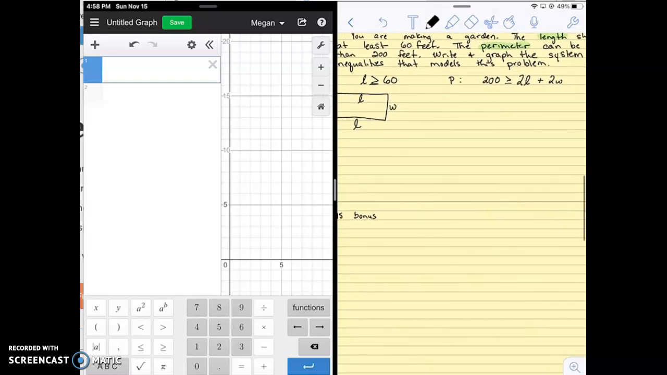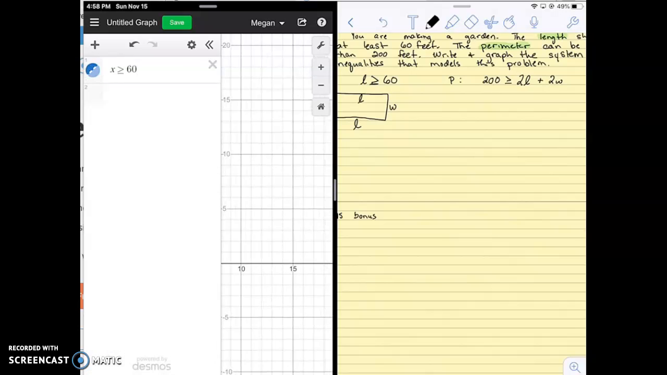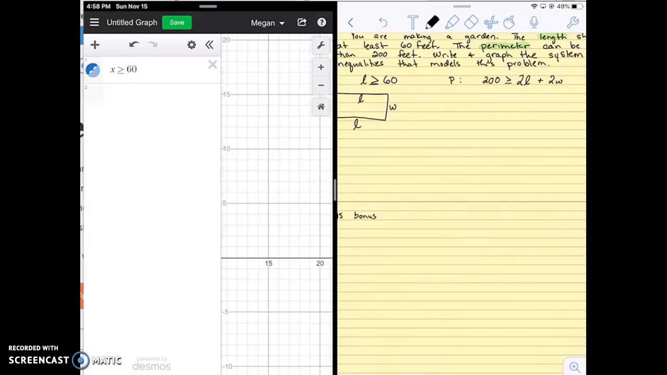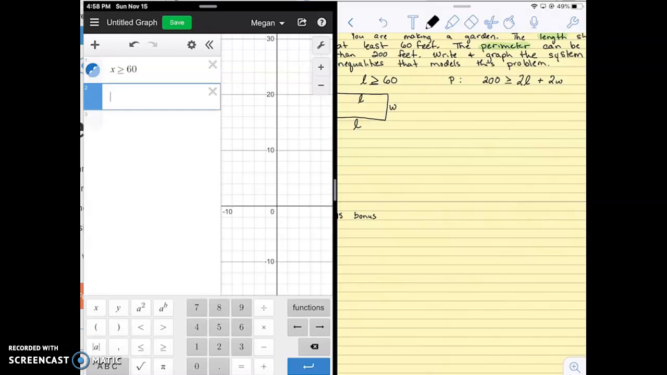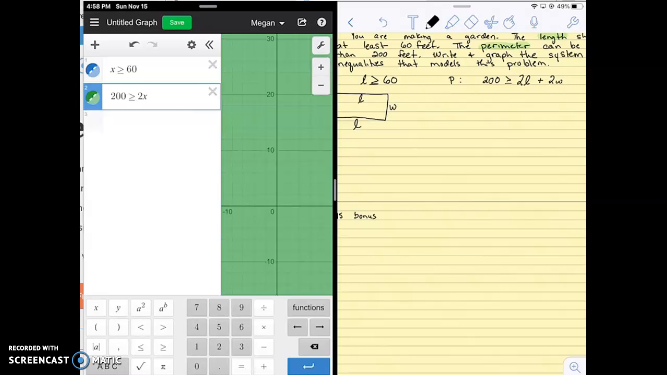I have L's and W's. So I'm going to make my L's X's. X greater than or equal to 60. Where the heck did it go? I don't know. We will have to zoom back and we'll have to find it in a minute. Let's do the other one. 200 greater than or equal to 2, now L comes before W in the alphabet, so X, right, plus 2Y.